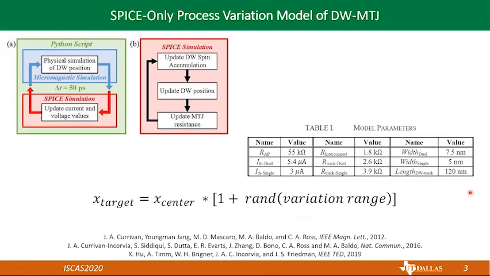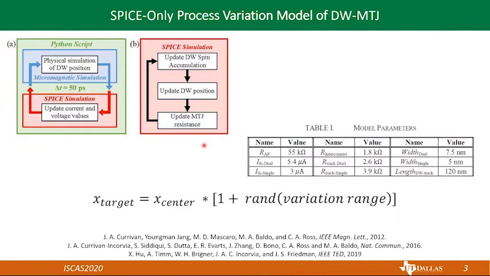So to efficiently design and simulate the device in circuits, we need a device model. This figure on the top left shows the flowcharts for two distinct modeling techniques for the DW-MTJ. The first combines micromagnetic simulation with SPICE to accurately capture both the magnetic and the electrical behavior of the DW-MTJ, but its computation load is heavy and therefore difficult to use for large-scale systems.